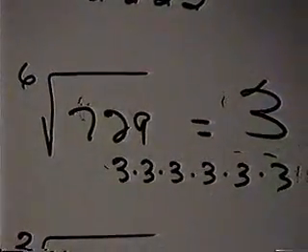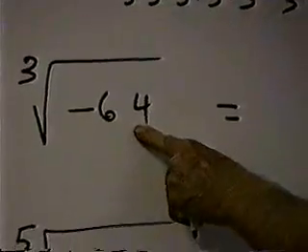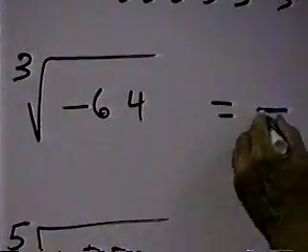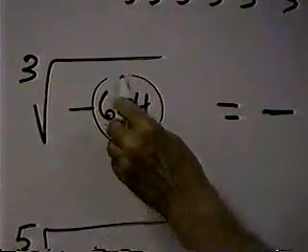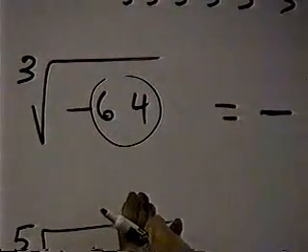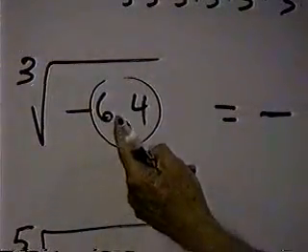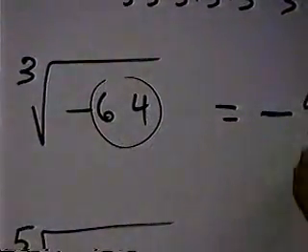All right, next one. Cube root of a minus 64. Cube root of a negative, just put the negative. Now, 2 times 2, no. 3 times, no. 4 times 4 times 4, checks.